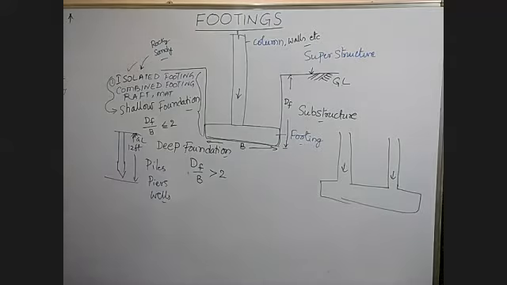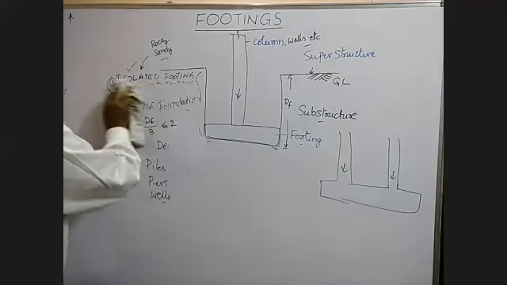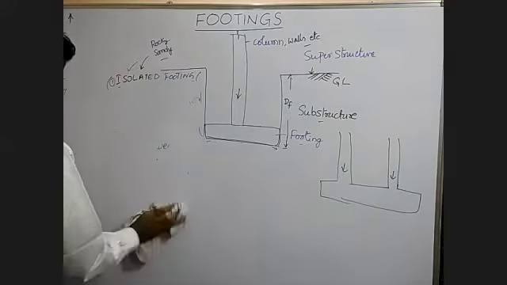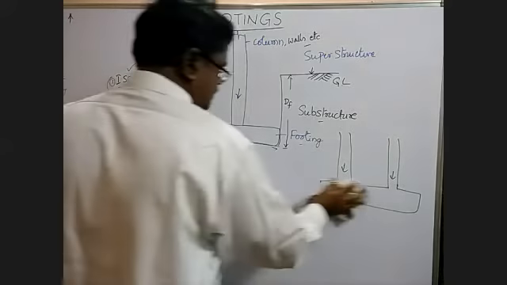Then, just now I told you, if it is black cotton soil, we have to construct piles. Okay. So this is regarding the theory of the footings. Now forget about the remaining combined footing, raft footing, mat footing, piles, piers, etc. Here in your syllabus you have only isolated footing.